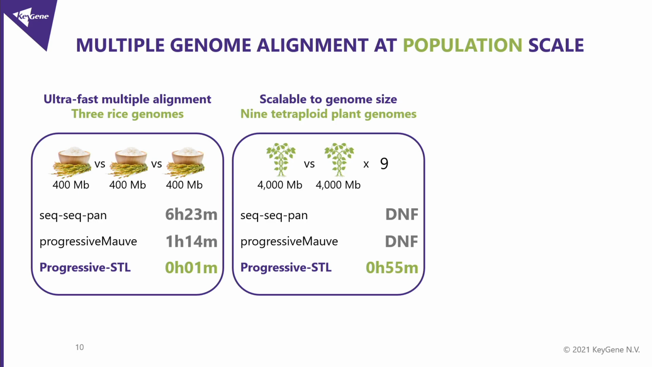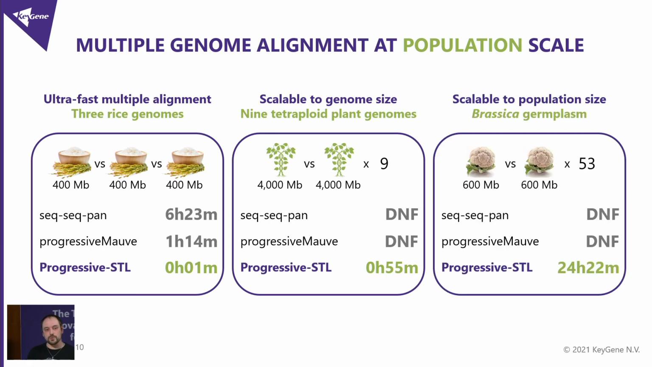Now, we can also scale this to larger genomes. Taking a polyploid field crop genome of about 4 gigabases in size, taking 9 of these genomes, we can align them with our technology on a single computer within 1 hour, whereas all the other tools did not finish even over the course of a week. And it doesn't stop with these large genomes. We can also scale to population sizes. We can even align more than 50 brassica genomes, so an entire germplasm of brassica, within a day. And this allows us to investigate these pangenomes in much greater detail than we could before.